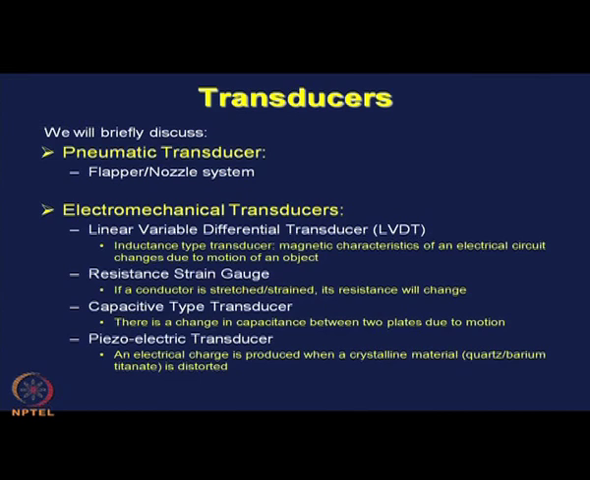Under electromechanical transducers, we will briefly discuss 4 different types of transducers, namely linear variable differential transducer, also known as LVDT, then resistance strain gauge, capacitive type transducer and piezoelectric transducer. The linear variable differential transducer or LVDT is an inductance type transducer.